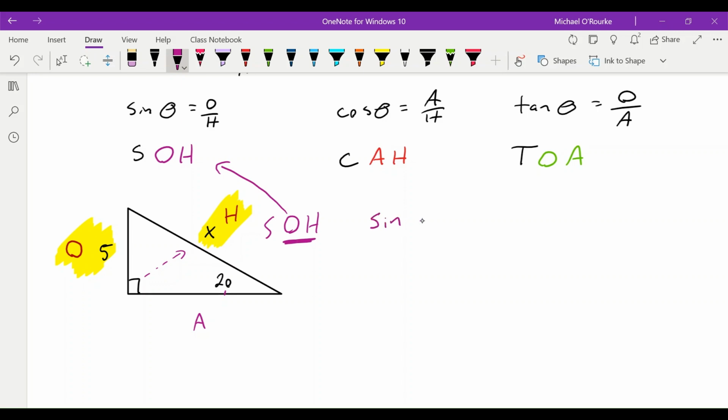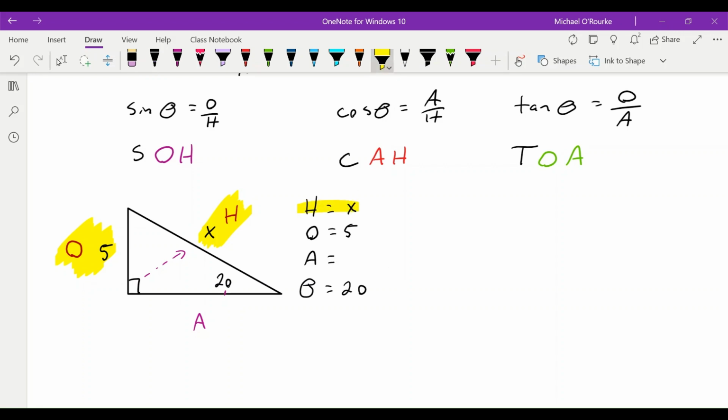Actually, I gave you the wrong demo. What I want you to do is write down H, O, A, and theta. I'm going to go through this. This is X. This was 5. We don't know this, but we know this is 20. So we have O and H, which means we use SOH. That actually means sine theta equals O over H.